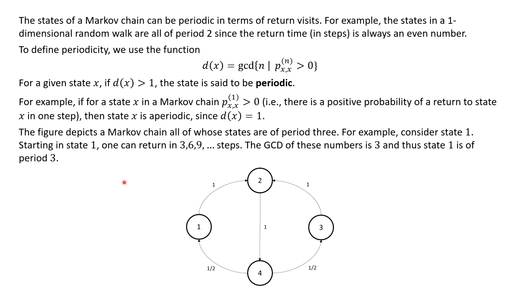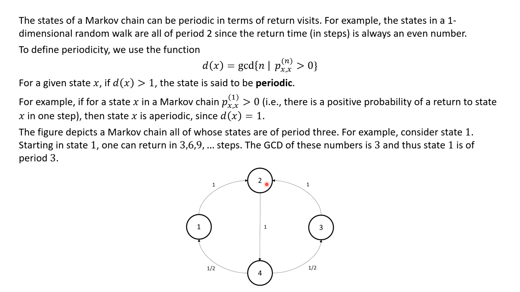Then I have an example here of 4 states that are periodic. Let's look at each one. So you can go from 1 to 2. The only choice is to go to 4 and then back to 1. So the period is 3 for state 1. And of course, you can return back in 6 steps or 9 steps. You can keep cycling, but it's all multiples of 3. So the GCD of that would be 3. And the other 3 states are the same way.